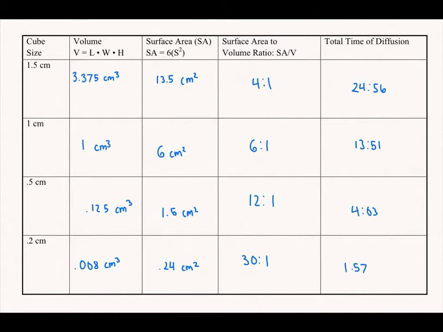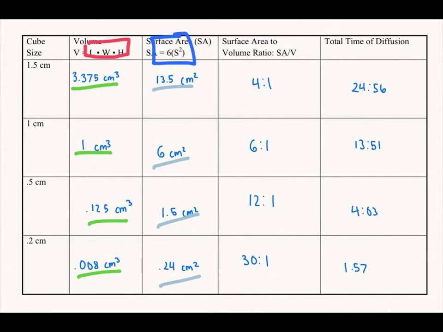To calculate the surface area to volume ratio of each cube, first we had to figure out the volume of each cube. Next, we had to figure out the surface area of each cube. To calculate the volume of each cube, we multiplied length times width times height. And to calculate the surface area of each cube, we multiplied 6 times one of the sides squared. Then to calculate the surface area to volume ratio, we took the surface area and divided it by the volume and did some rounding.